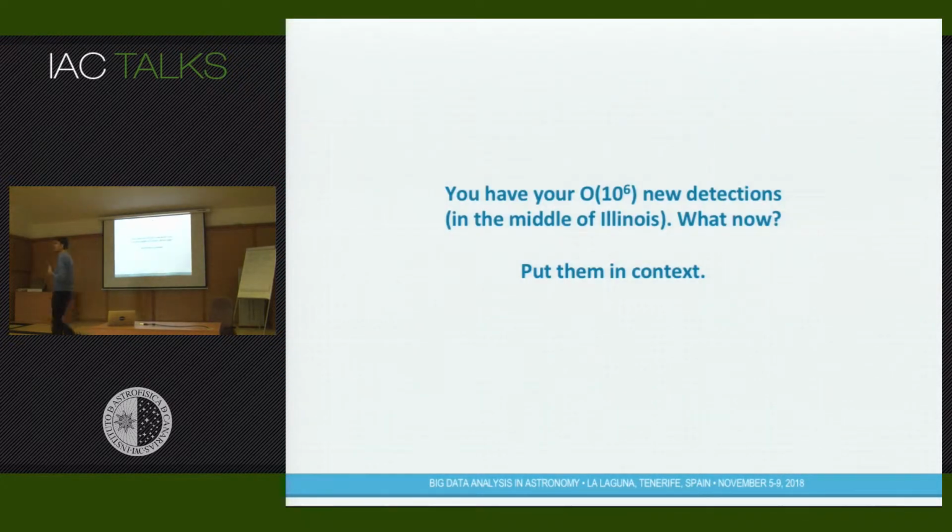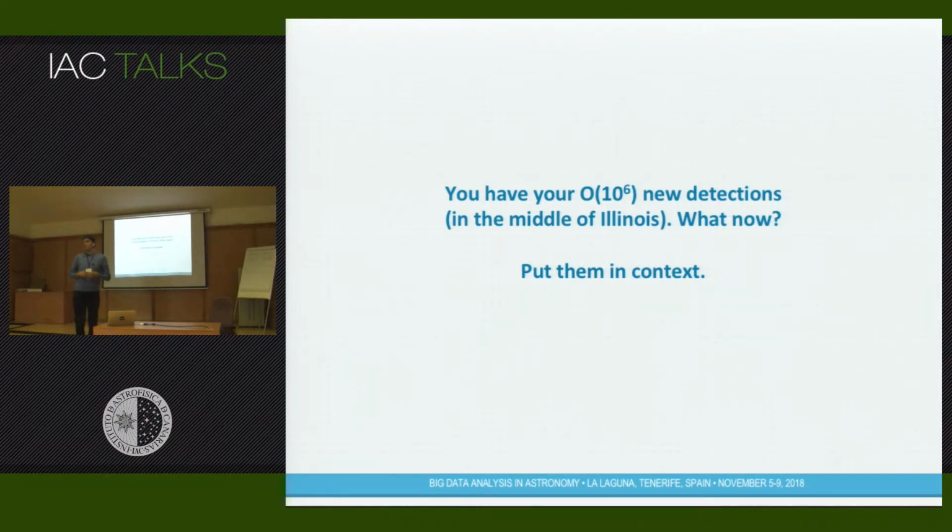Okay. So now we have our 10 million detections. It's 10 to the 7. I just realized I have a systematic error in every single one of my slides. Now we have our 10 million detections at the data center.